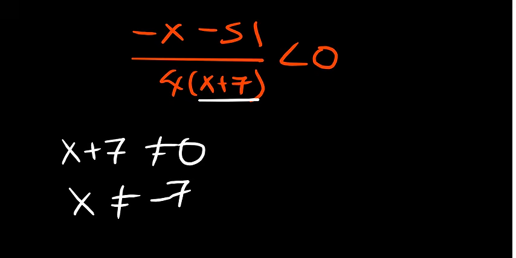Then, looking at the numerator, we need to find the critical values, the possible values that can give us a 0 in this case. So negative x minus 51 being equal to 0. This is only going to be possible when x is equal to negative 51.